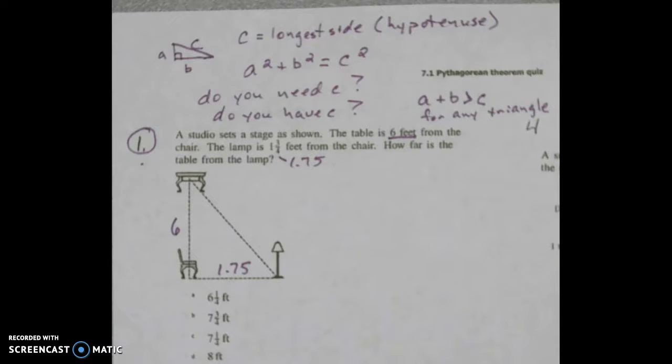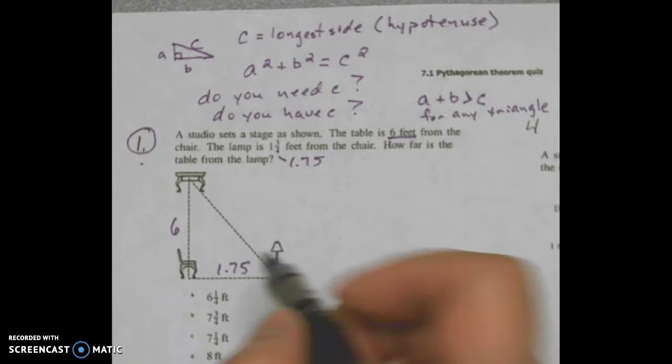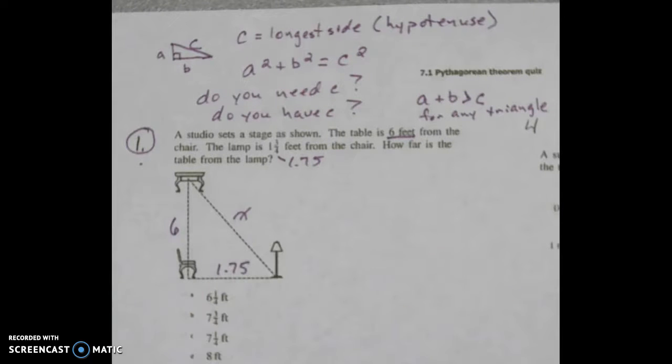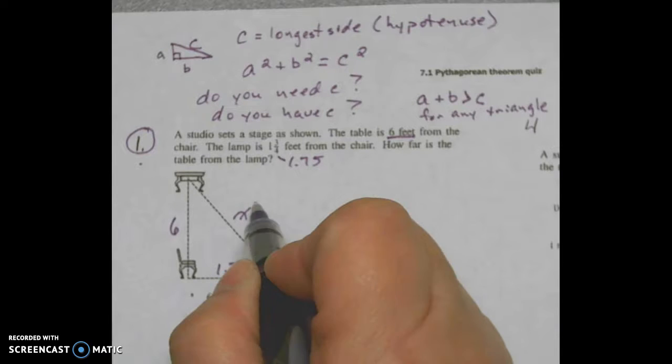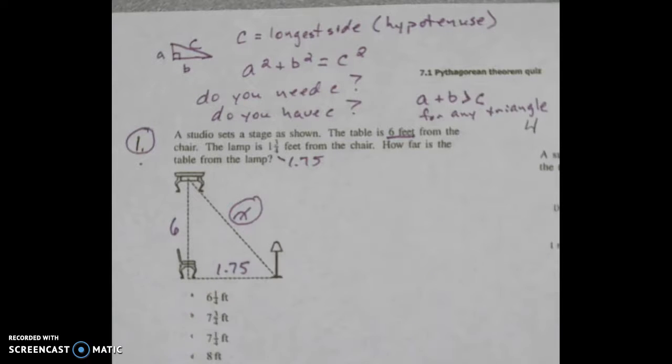The question is, how far is the table from the lamp? So I'm looking at the table from the lamp. That's what I'm looking for. I want to identify, is that the longest side? Do I have it? Do I need it? And I know that that's across from my right angle. That is my hypotenuse. That is my C.